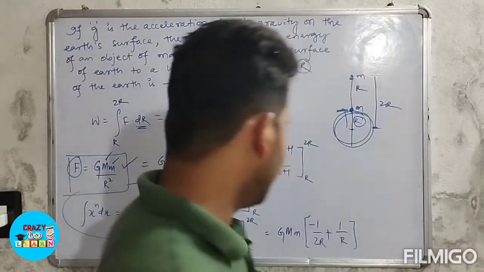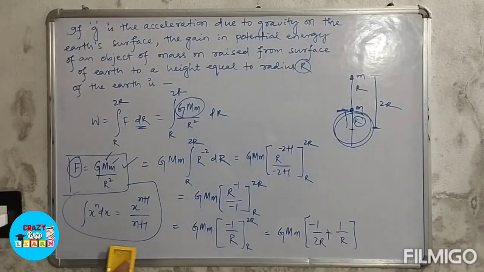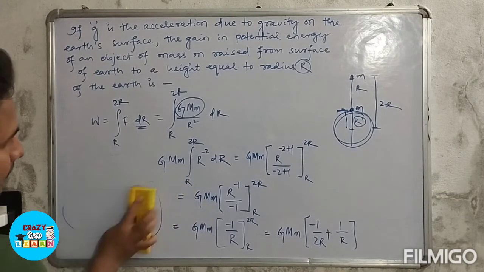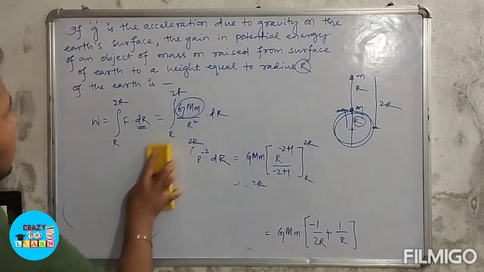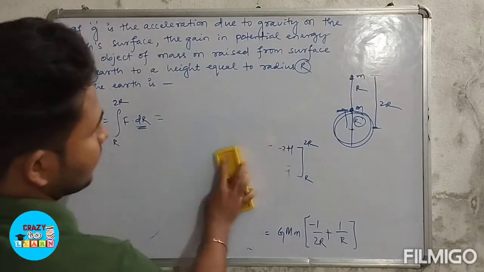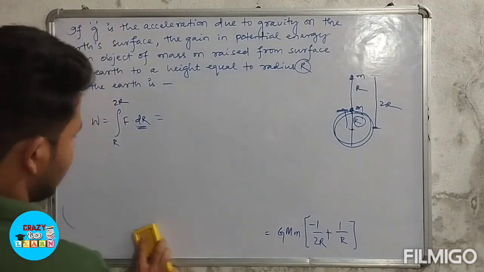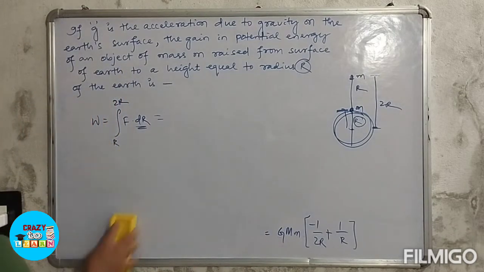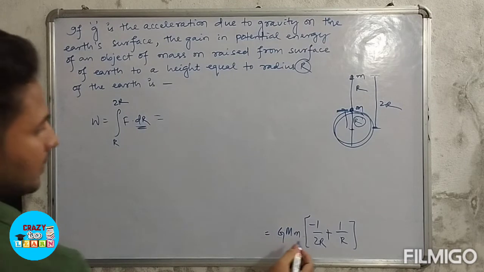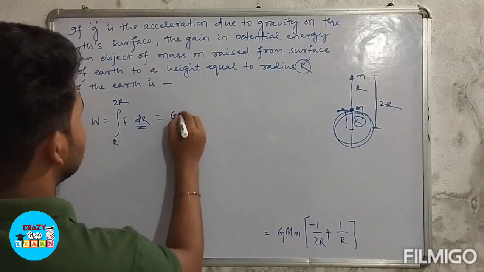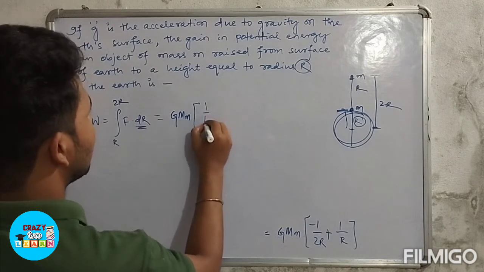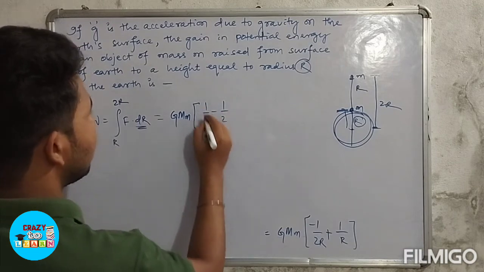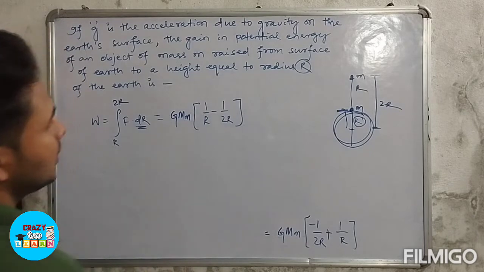Now we have to erase here. Okay, we have to proceed. Now I am erasing these things. Only last step. So what we are getting here? Capital G capital M small m, I can write like 1 by r minus 1 by 2r.